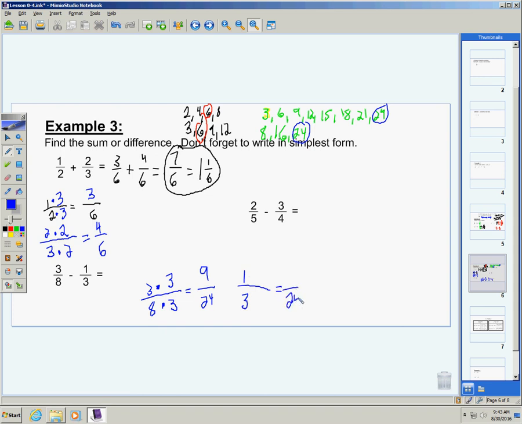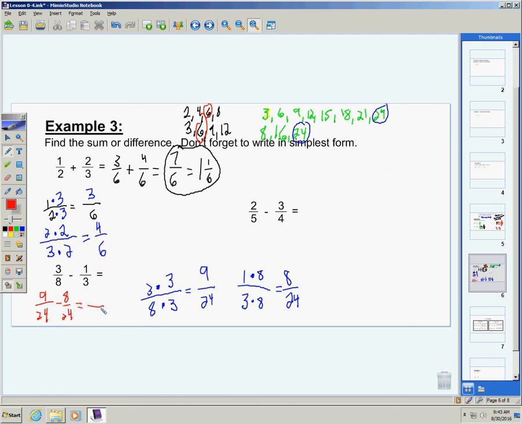And now when I want to do this actual subtraction, it's not 3/8 minus 1/3. I'm really going to write it as 9 24ths minus 8 24ths. And now that I have a common denominator, I can subtract. Remember, the denominator won't change. 9 minus 8 is 1. And we got 1 24th as our answer.